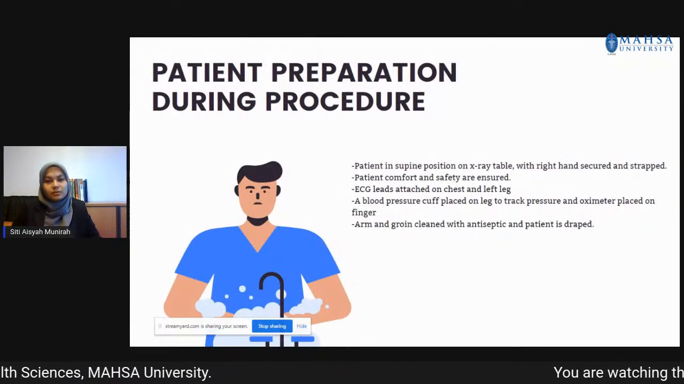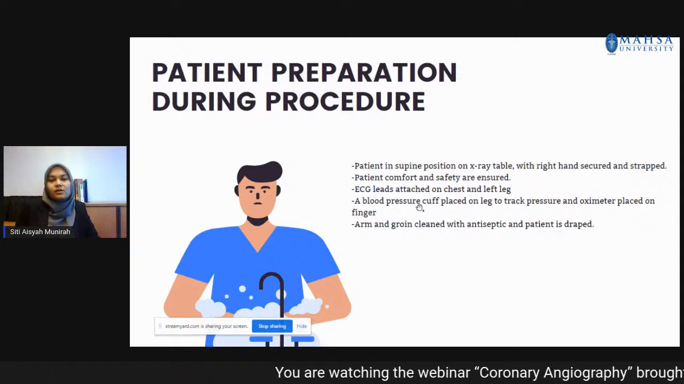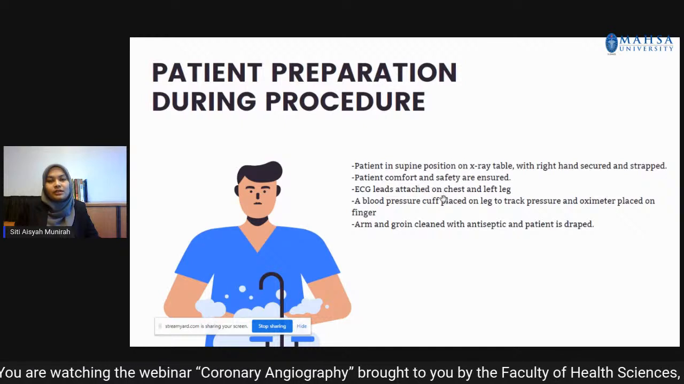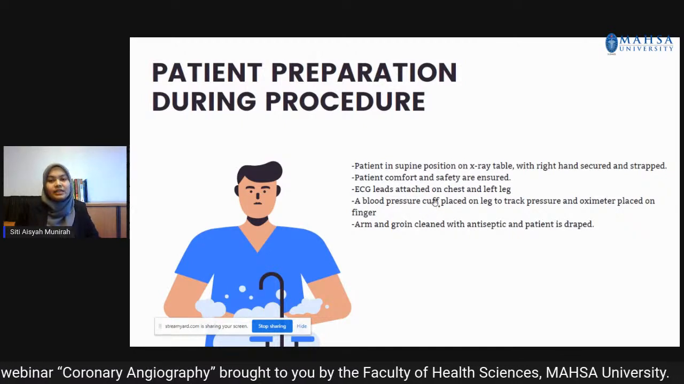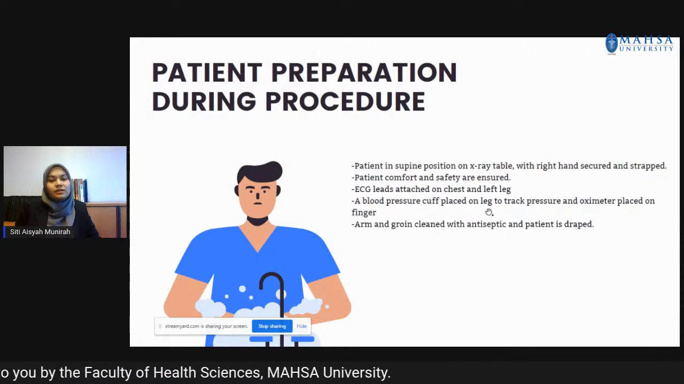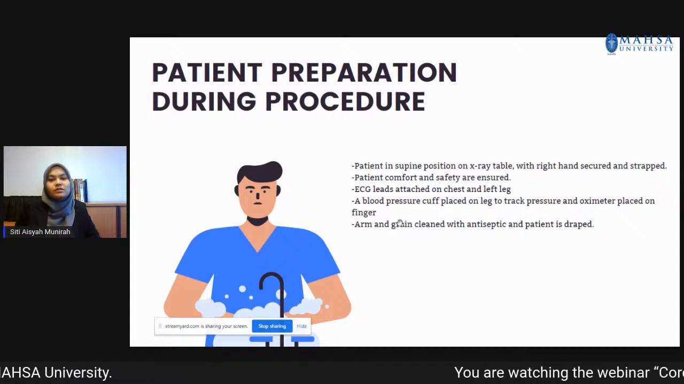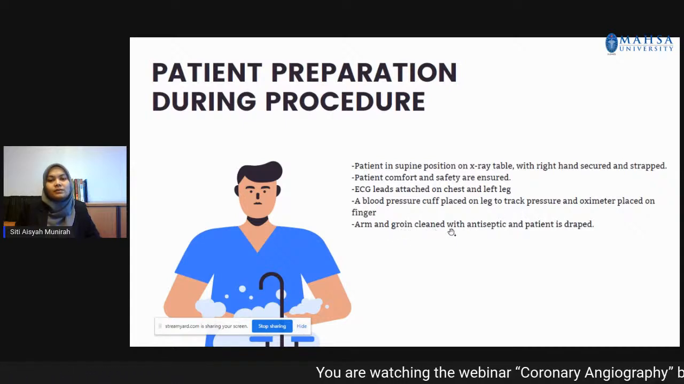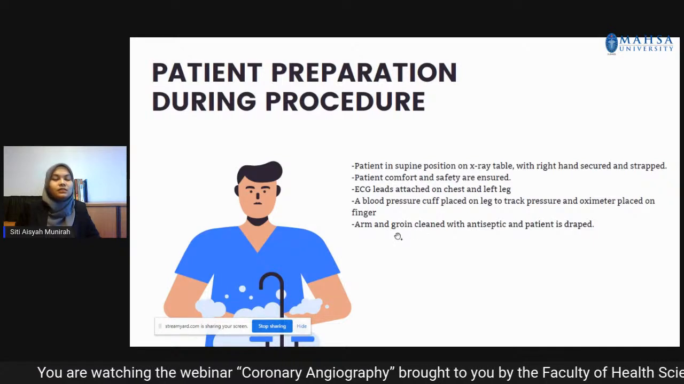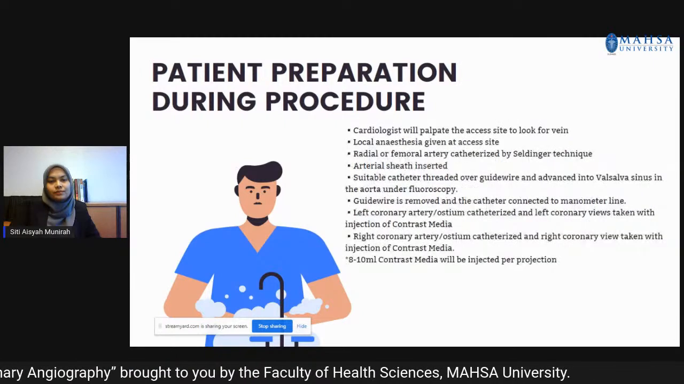During the procedure, the patient will be asked to lie flat on the X-ray table with the right hand secured and strapped. Patient comfort and safety are ensured. ECG leads are attached on the chest and left leg. A blood pressure cuff will be placed on the leg to check the pressure, and the oximeter to check the SpO2 will be placed on the finger. The arm and joints are cleaned with antiseptic and the patient is draped. This depends on whether radial or femoral access will be used.